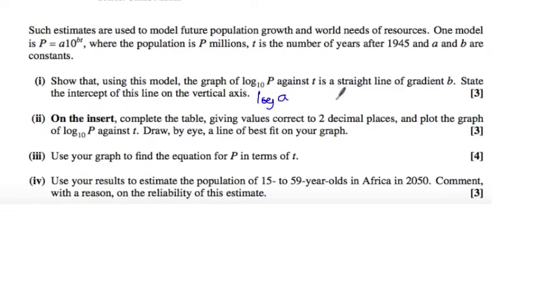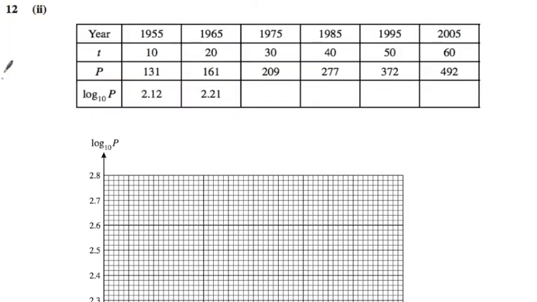On the insert, complete the table, giving values correct to 2 decimal places, and plot the graph of log p against t. Draw by eye a line of best fit on your graph. Okay, so first mark is just for logging those p values, which isn't too bad. So 2.32, so I'm doing log 209, log 277, 2.44, log 372 is 2.57, and log 492 is 2.69.